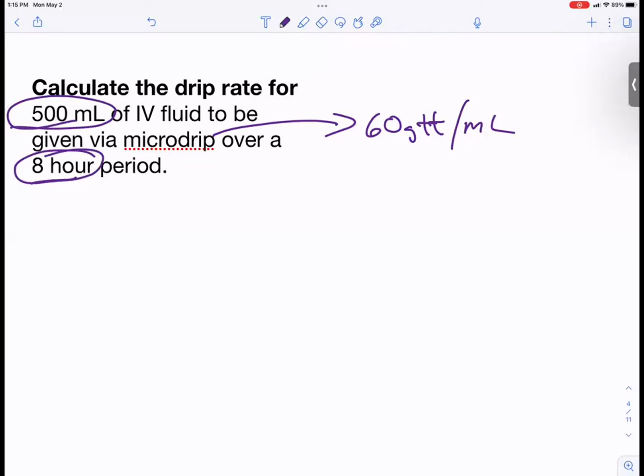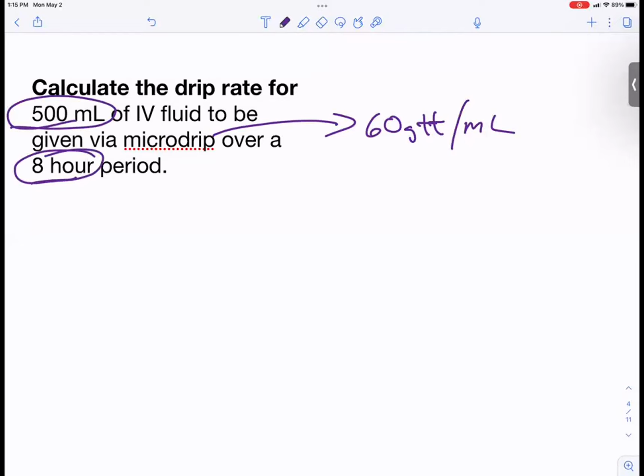So the word pump is not in my question, and I have a drop factor. I'm solving for drops per minute. My volume order, 500 milliliters, and the time frame, 8 hours, volume over time. And now it's the same process. How do I get rid of milliliters? I use my drop factor. That's 60 drops per milliliter. Get rid of my hour.